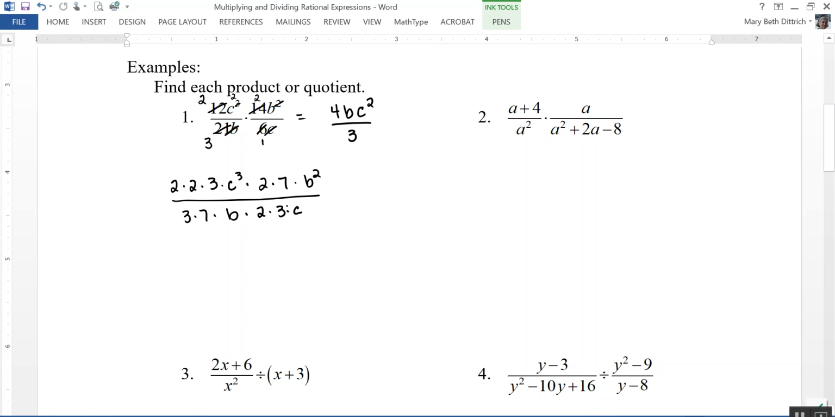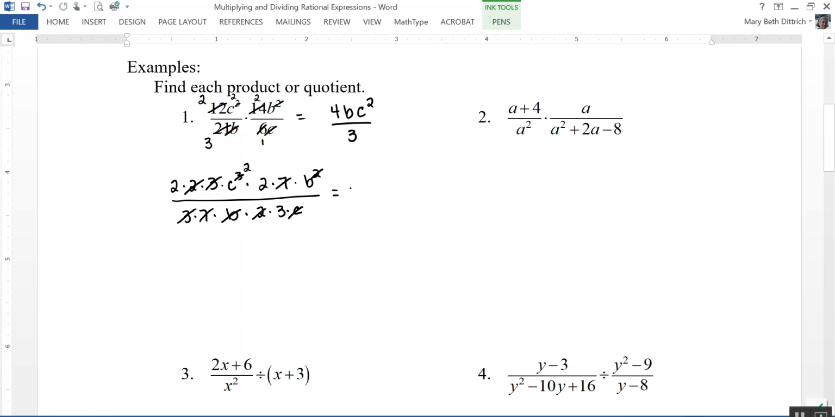Now it looks a little bit easier to cancel out some common factors. The first thing that jumps out is I have 7's, and I have a 3 on the top and a 3 on the bottom. I have a 2 on the bottom, so I can get rid of a 2 on the top. And then this b is going to cancel with the b there. This c is going to cancel with the c there. And it's a little bit easier to see what's left.